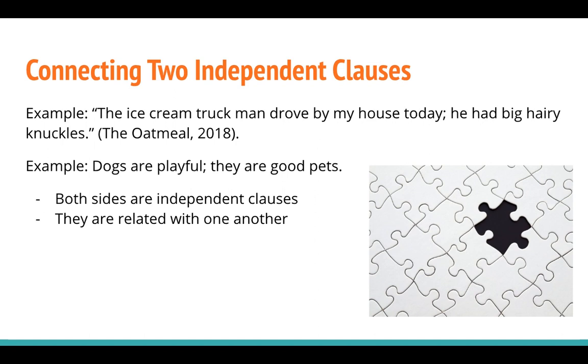Connecting two independent clauses, I have provided two examples here. The first one: the ice cream truckman drove by my house today; he had big hairy knuckles. Another example of using a semicolon is: our dogs are playful; they are good pets. So if you look at both of these examples, both sides are made up of two complete thoughts and sentences that relate and balance to each other.